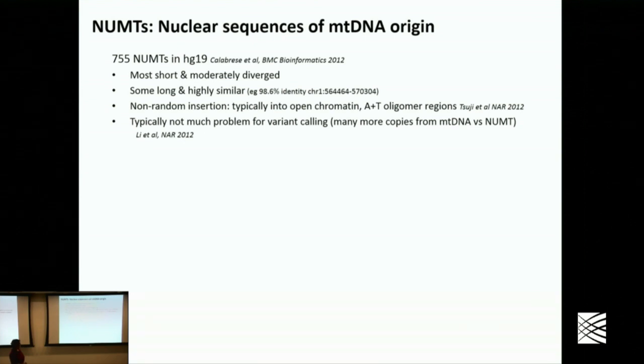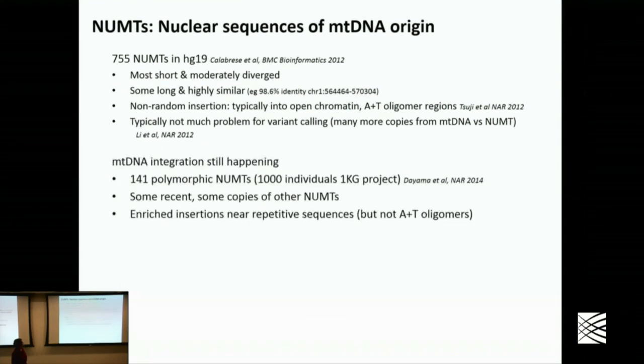For sequence analysis, it's not usually much of a problem because the nuclear genome and this numite might have 2 copies in a cell, whereas the mitochondrial genome may have 10,000 copies in the cell. And so most of what you're going to see is the real mitochondrial genome and not these annoying numites. But this integration is still happening.